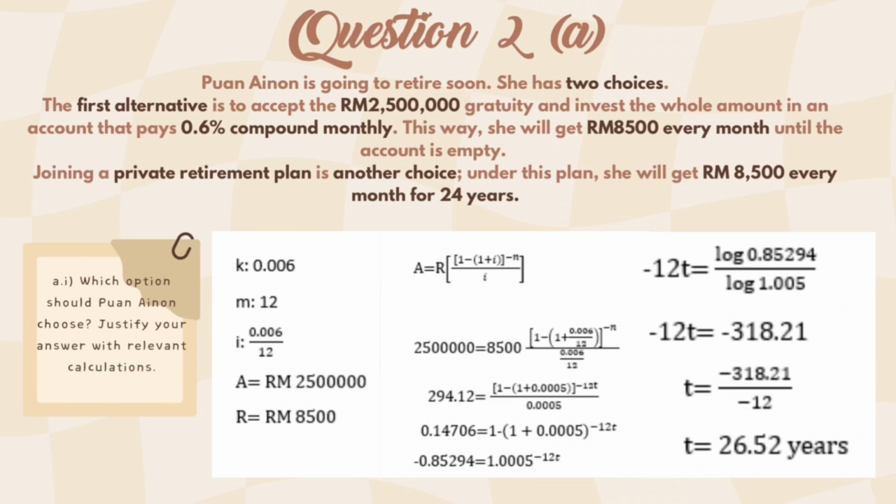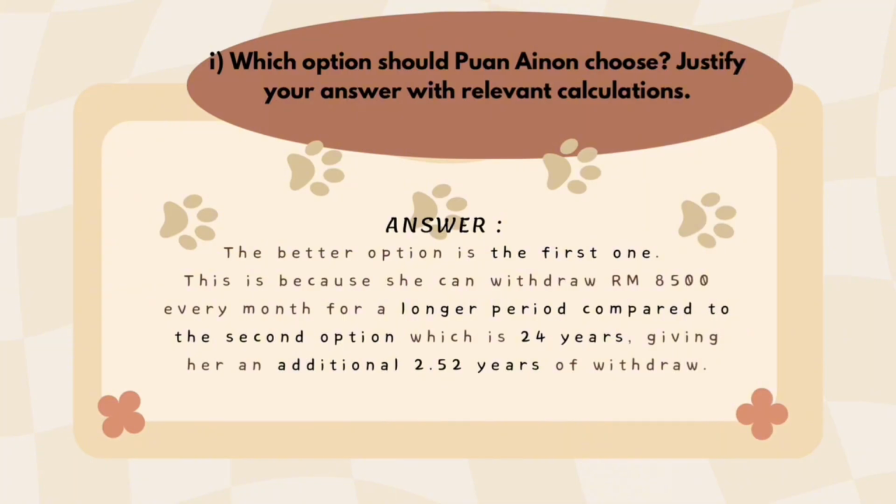318.21. Then we divide both sides by negative 12, and we will get the final answer, which is 26.52 years. The better option is the first one.